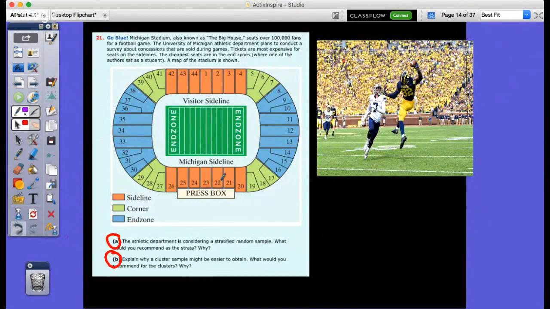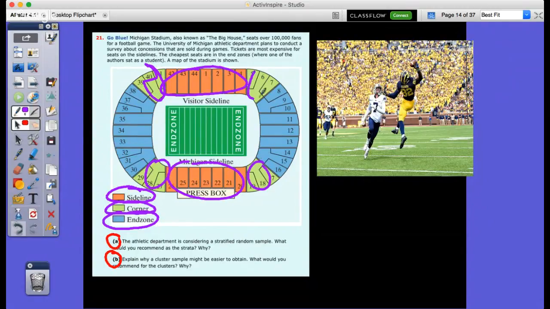Okay. All right, the first one says the athletic department is considering a stratified random sample. What would you recommend as the strata? Well, this is easy, right? Because you've already got it set up as far as the 3 different sections, right? So we've got the sideline, we've got the corners and then the end zone, right? So what I would do is divide it up into these 3 strata.